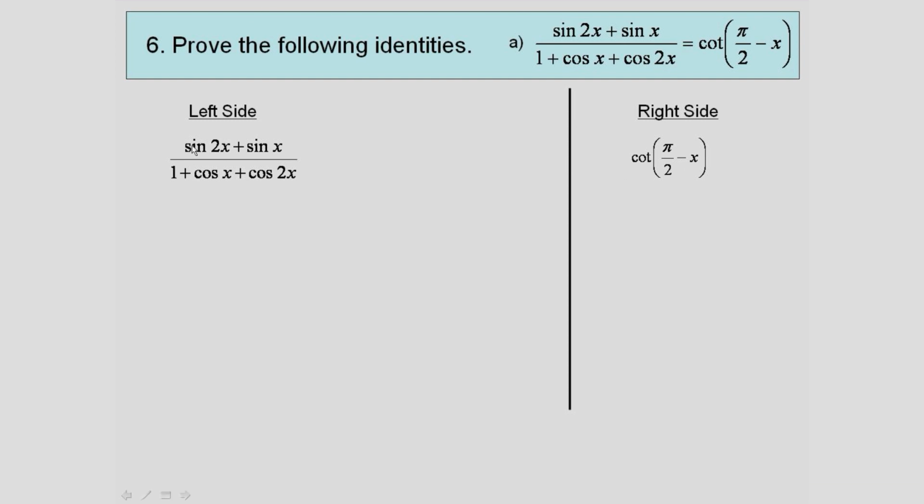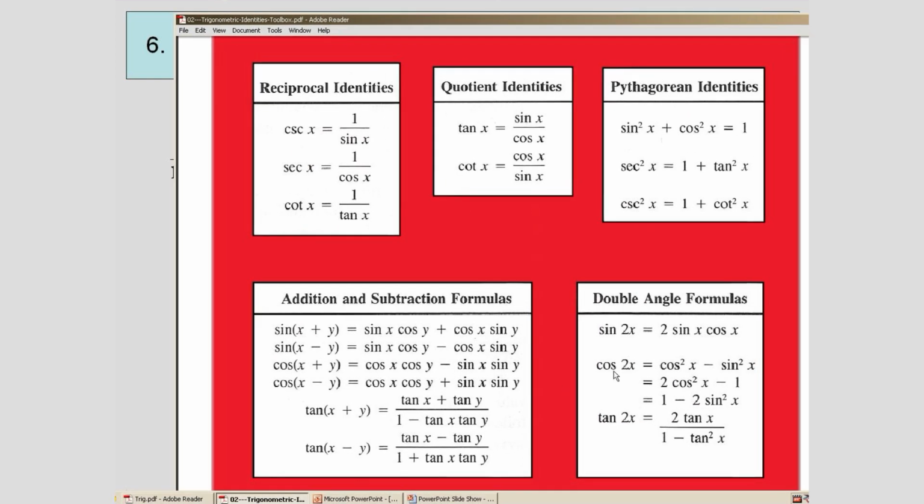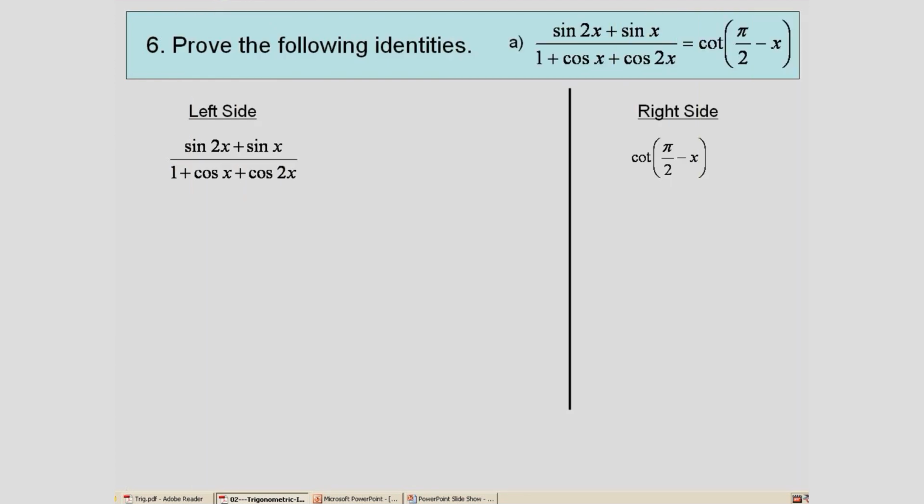For example, sine 2x, if we look at our trig toolbox, for sine 2x, we only have one option. So it makes sense right now to change sine 2x into its equivalent expression of 2 sine x cos x. Notice I didn't touch the cos 2x. The reason is because on the trig toolbox, we've got 3 options for that, and I don't know which one I want to use yet.